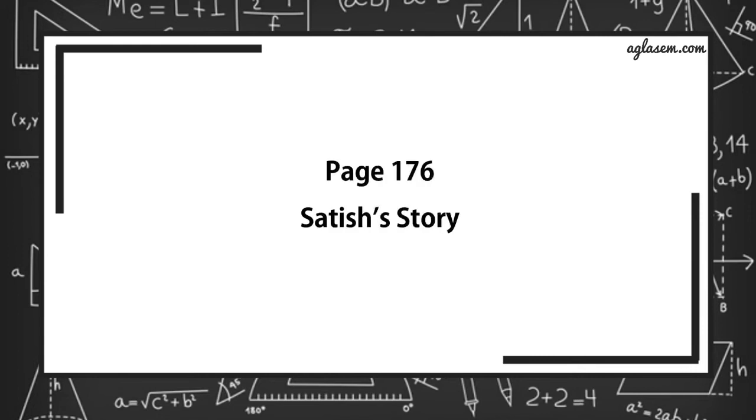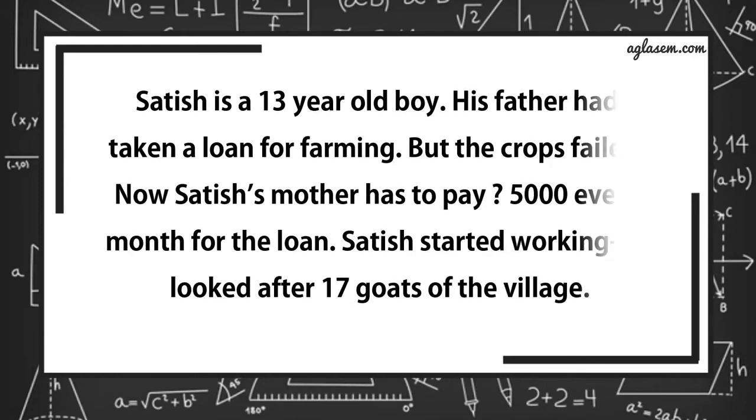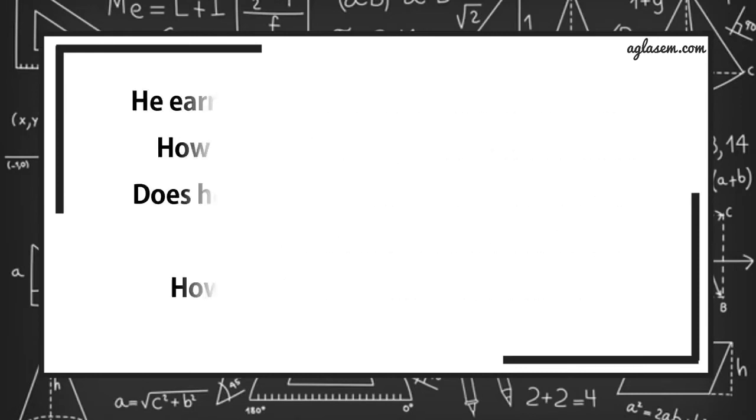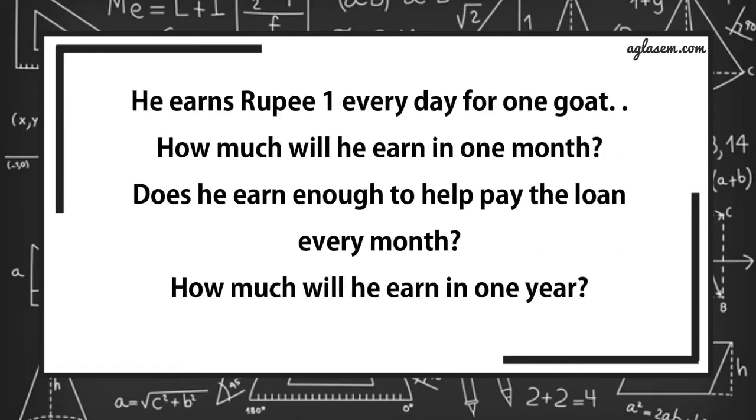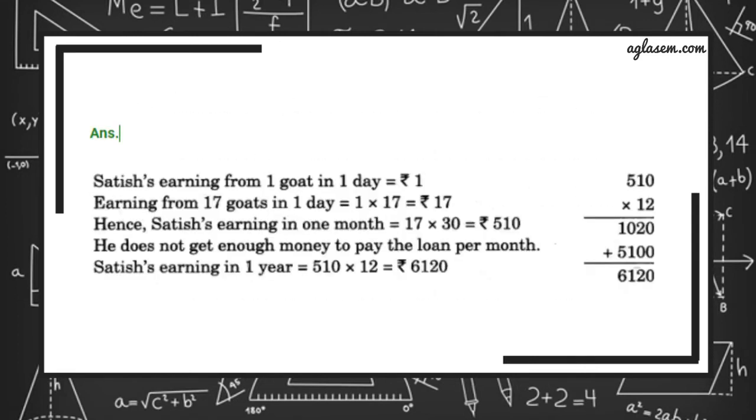Now, turn to page number 176. Satish's story. Satish is a 13-year-old boy. His father had taken a loan for farming, but the crops failed. Now, Satish's mother has to pay rupees 5000 every month for the loan. Satish started working. He looked after 17 goats of the village. He earns rupees 1 every day for 1 goat. How many will he earn in 1 month? Does he earn enough to help pay the loan every month? How much will he earn in 1 year? Answer is, Satish earning from 1 goat in 1 day is rupees 1.